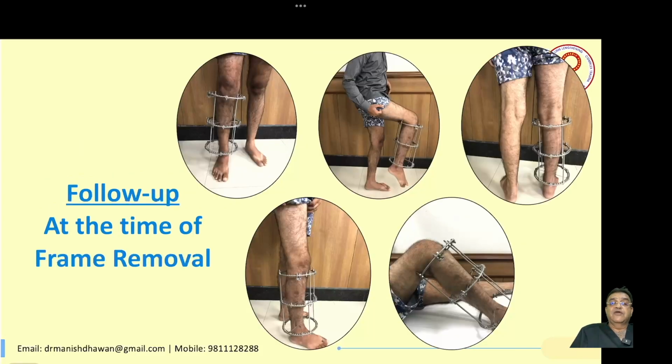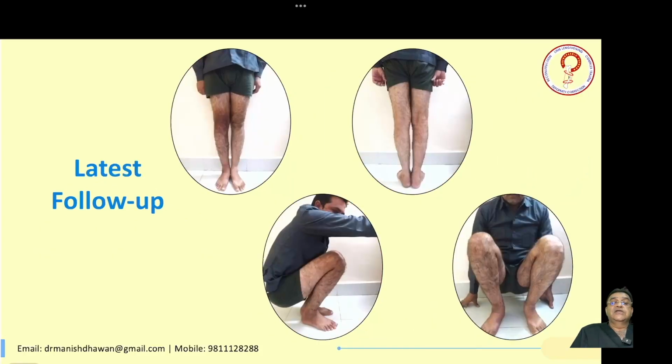So at the time of removal of the frame, you can see his knee movements, his knee bending. The upper tibial ring touches the under surface of the thigh. Once after removal of the frame, you can see the knee movements are full. You can see full knee movements. So that should be the purpose of the surgery: if you can give a good joint movement to the patient and there is no stiffness, then your surgery is very successful.